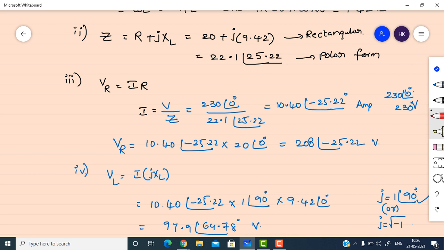Are you getting my point? We need cos phi. Phi is nothing but the phase angle difference between voltage and current. The voltage phase angle is 0 degrees. The current phase angle we got is minus 25.22. Now the phase angle difference between voltage and current is 0 minus 25.22. So the difference is minus 25.2.